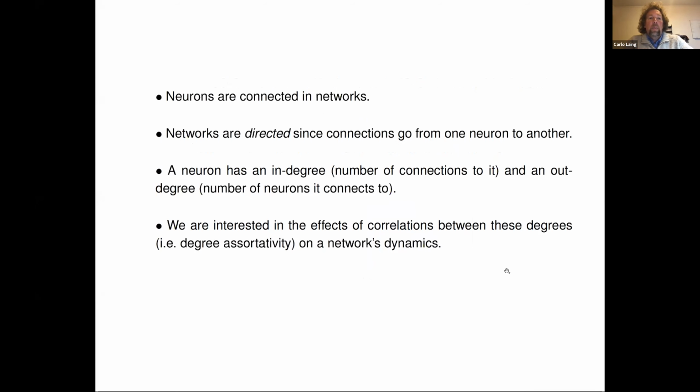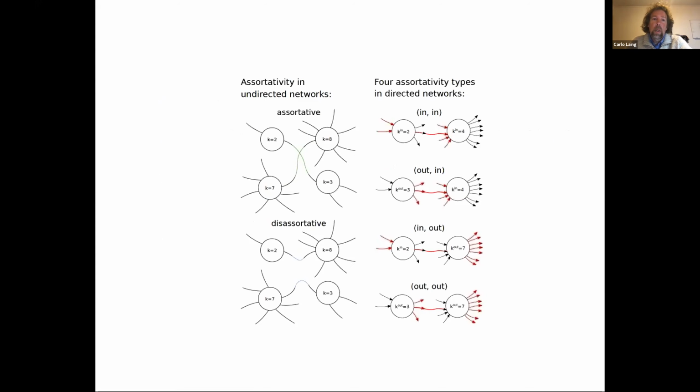So some very simple background to start with. We're interested in networks of neurons. One important point is that these networks are directed, since connections go from one neuron to another, unlike many networks that people study which are undirected. So a neuron has an in degree, which is the number of connections coming into it, and an out degree, the number of neurons it connects to. And what we're interested in is the effects of correlations between these degrees, otherwise known as degree assortativity, on a network's dynamics. That's the general question.